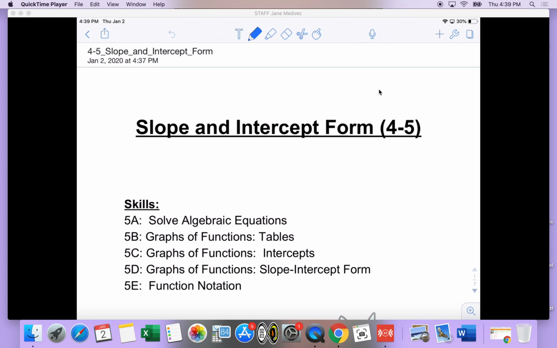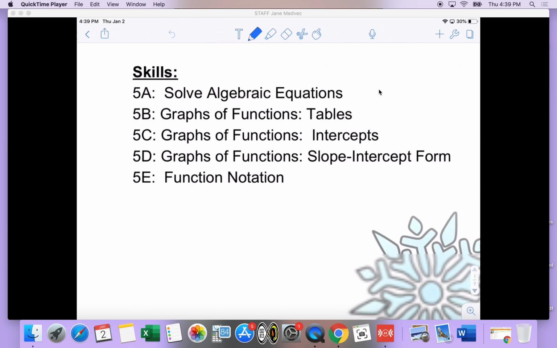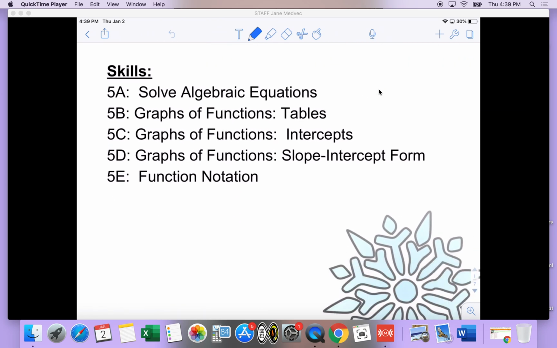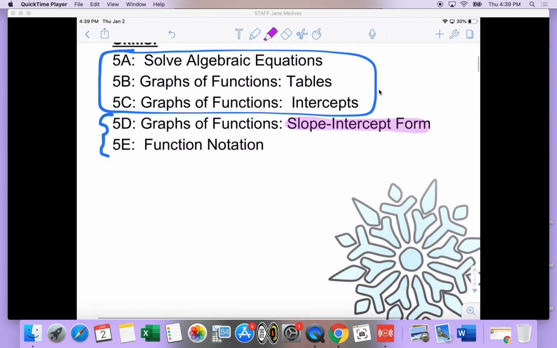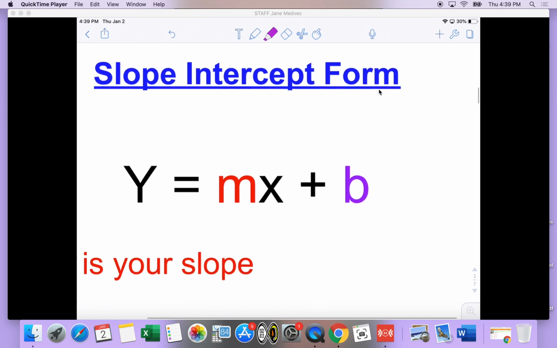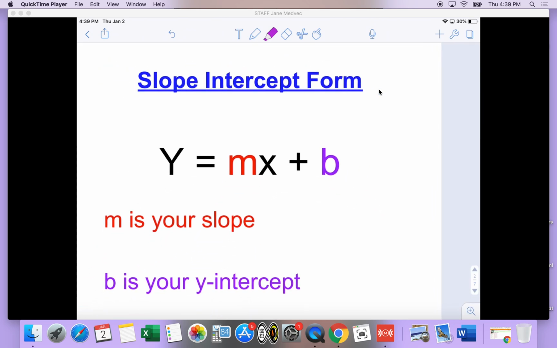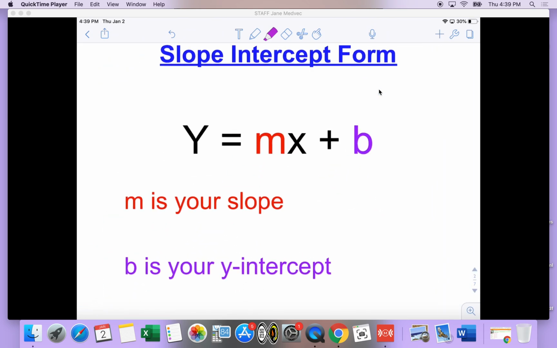Today what we're going to do is look at slope-intercept form. It is section 4.5 of our textbook. You're going to notice that we've already done a test on the first three standards in this chapter, and the last two are what we're addressing right now, specifically this section, slope-intercept form. So let's take a look at this. Again, this is kind of a review, or should be review, because we've talked about it before.